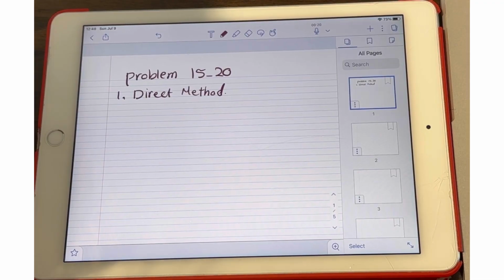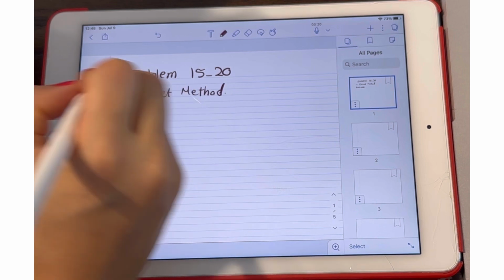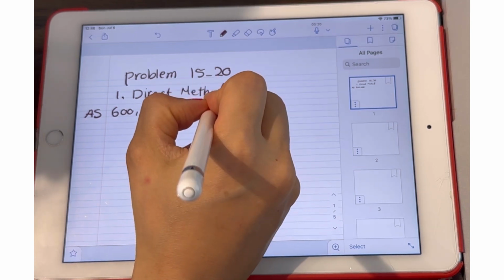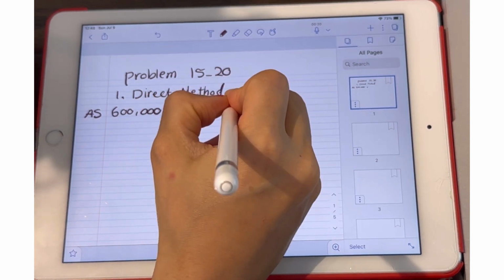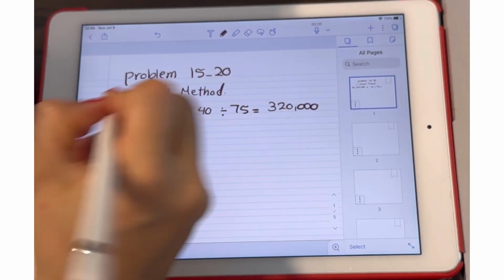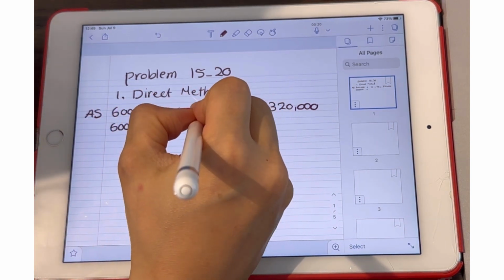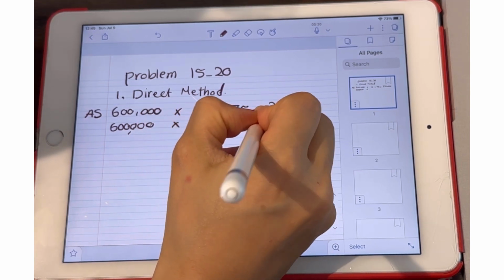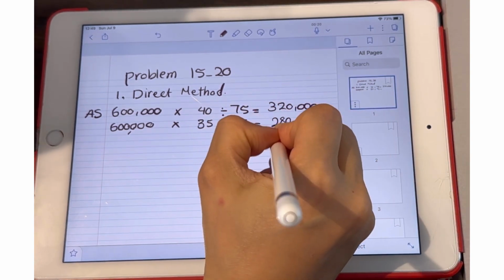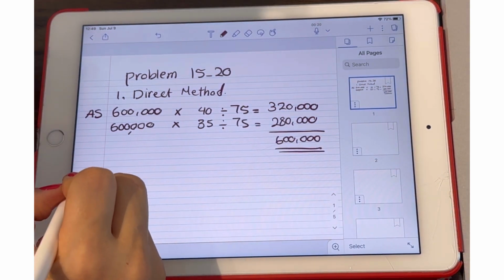The first requirement asks us to allocate the cost by using the direct method. The first step is using the budgeted overhead cost, which is $600,000, and multiply by 40% divided by 75%, because as you know 40 plus 35% gives us 75% in total. And which gives us the $600,000 in total.